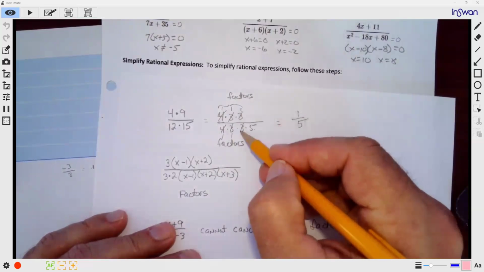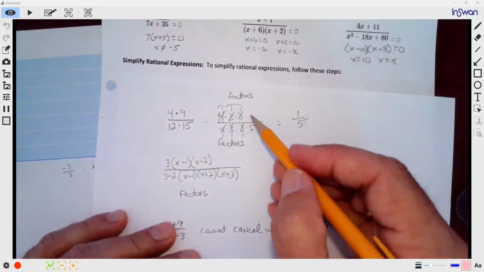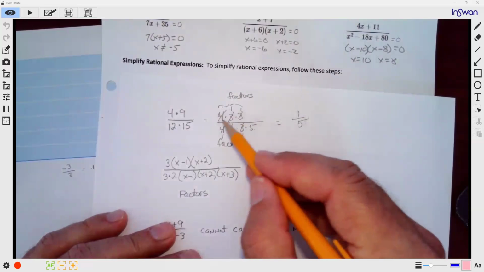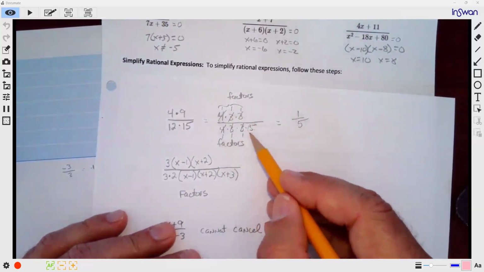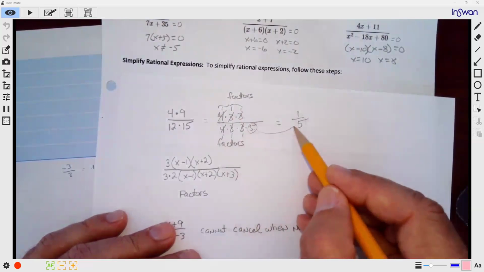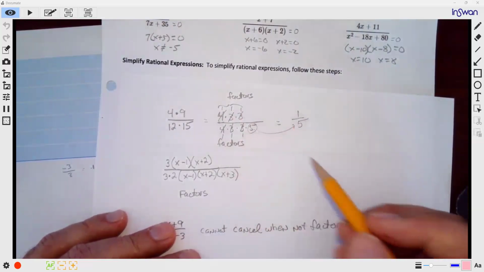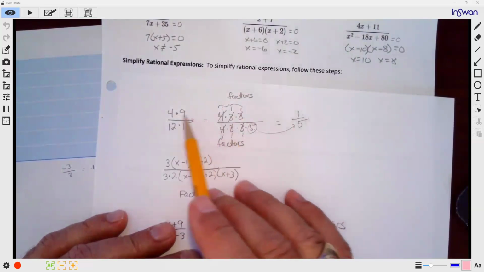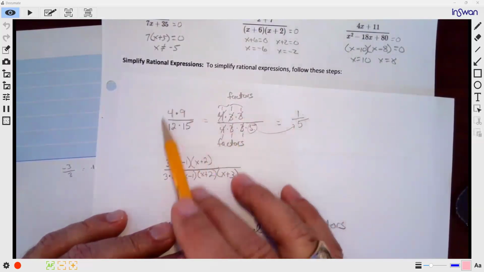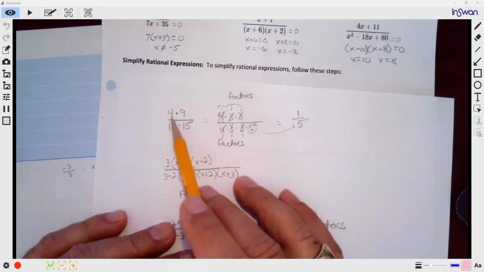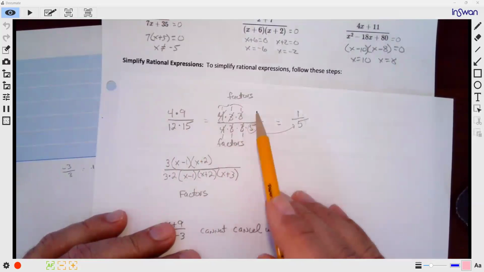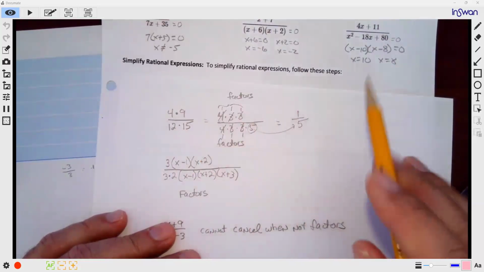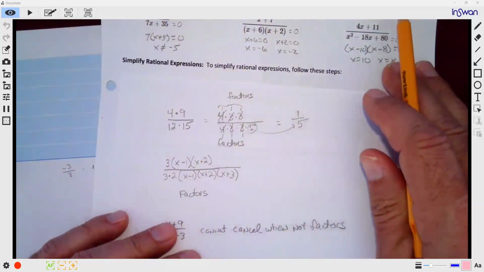This 3 can cancel with that 3. And so the only thing left on top after cancellations are 1s. And on the bottom, the only factor that remained is 5. Okay, so the simplification process is we're not going to be doing just numbers, but you factor the numerator and denominator so that everything's being multiplied. And then all those common factors cancel out, and the result is a simplified expression.